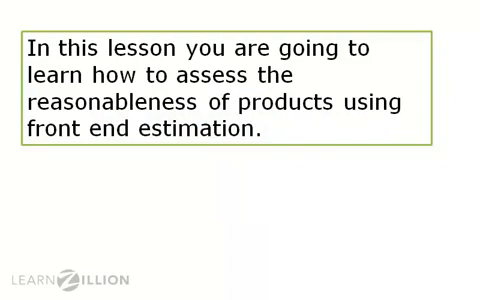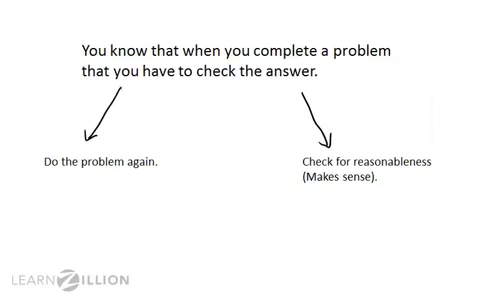In this lesson, you're going to learn how to assess the reasonableness of products of two factors using front-end estimation. You know that when you complete a problem, you have to check the answer. One way to check an answer is to do the problem over again. Another way is to see if the answer is reasonable or makes mathematical sense. Today, we will check the reasonableness of multiplication problem answers using front-end estimation.